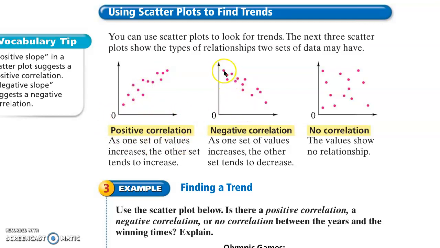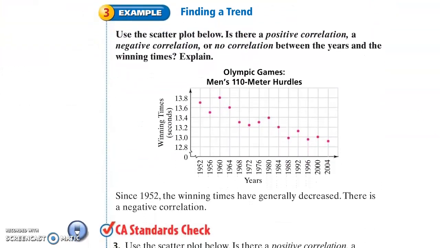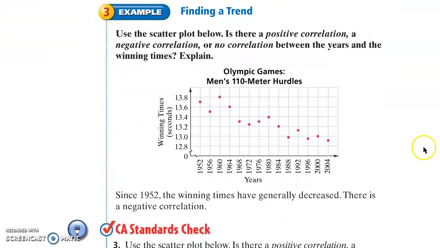If we have a general trend where they're going downwards, we call it a negative correlation. And if they're all scattered and we can't really tell if it's going up or down or left or right or what's happening, we call it no correlation. So let's look at example number 3. Use the scatter plot below. Is this positive, negative, or no correlation?